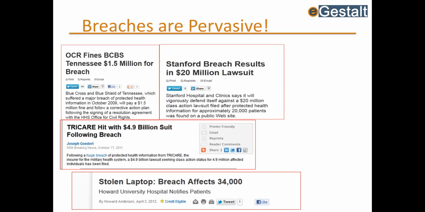Here are some examples of some notable breaches that took place. Stanford Hospital, TRICARE, and the big lawsuit amounts that you see here are basically coming from patient lawsuits asking for compensation for the privacy breach that took place. So not only does the HHS come after you if you're breached, but as I said earlier, patients can sue you for libel damage and violation of the privacy of the records.